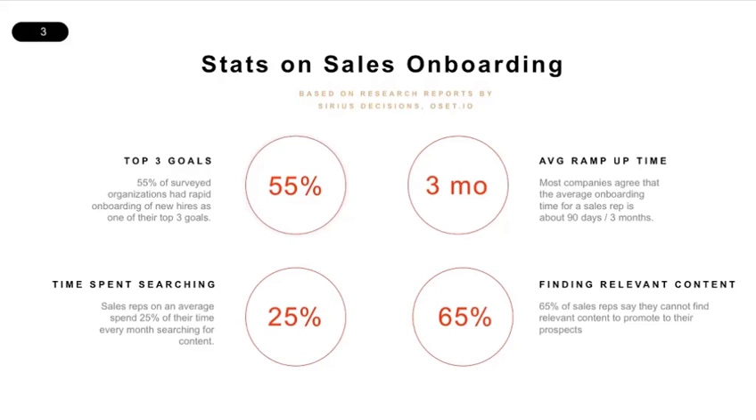The bottom 2 stats really focus on how sales reps spend about 25% of their time, and 65% of sales reps can never find the relevant content. So it brings you a little more in line with how search is a very critical functionality in this whole process.